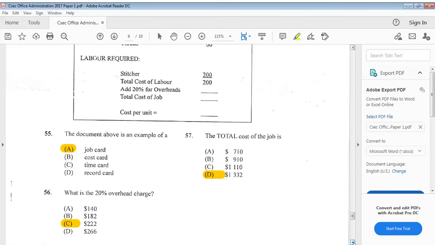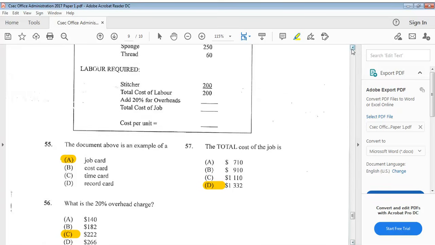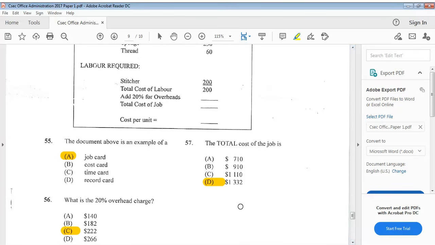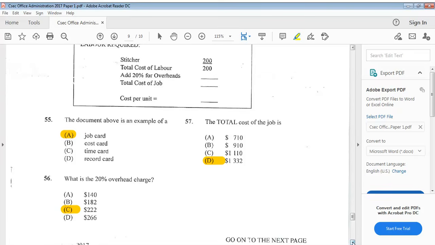Let's move on to 57, sorry. The total cost of the job is A, $710, B, $910, C, $1,110, D, $1,332. So you're going to add all of the above, 600, 250 plus 60 plus 200, plus the $222 that you have just worked out, and you should get $1,332.